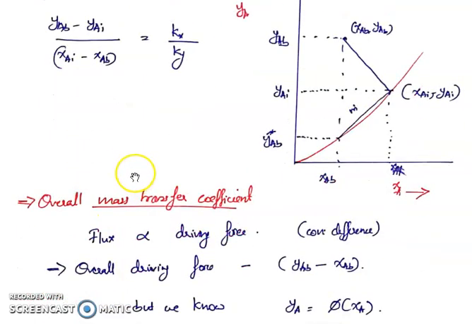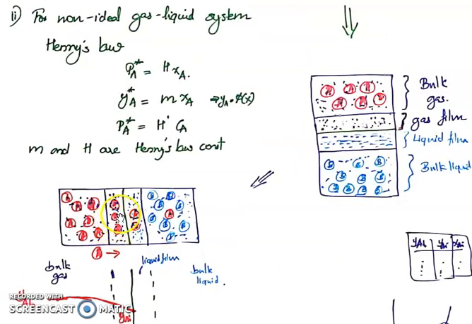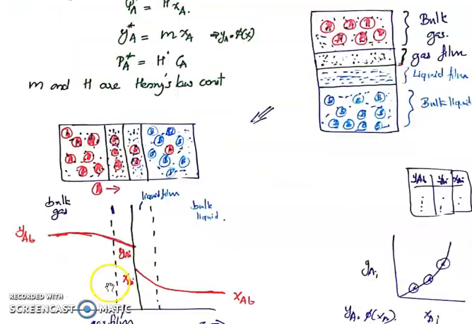Now I'm going to introduce another concept known as the overall mass transfer coefficient. I used to discuss that flux is proportional to the driving force. Through the gas film, molecules are diffusing; through the liquid film, molecules are diffusing. What is the flux? Here, the flux is Na. What is the driving force? In the gas film, it is YAB minus YAI. In the liquid film, again we have a concentration difference, that is XAI minus XAB.